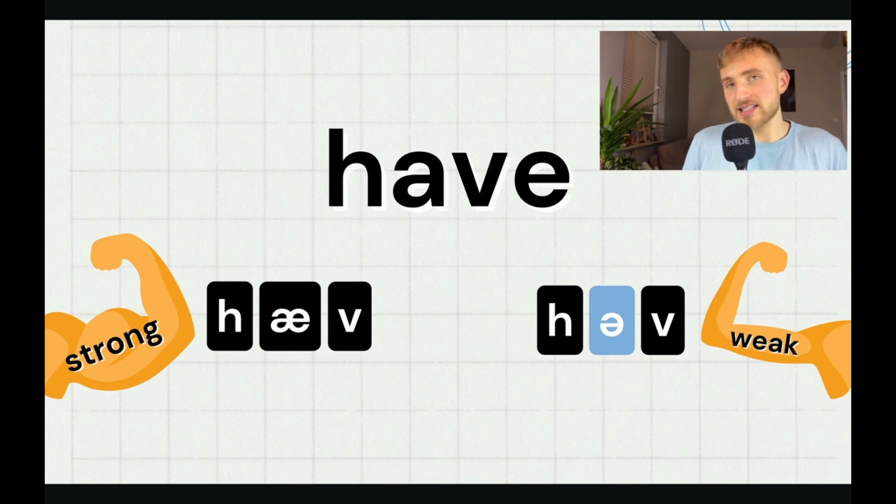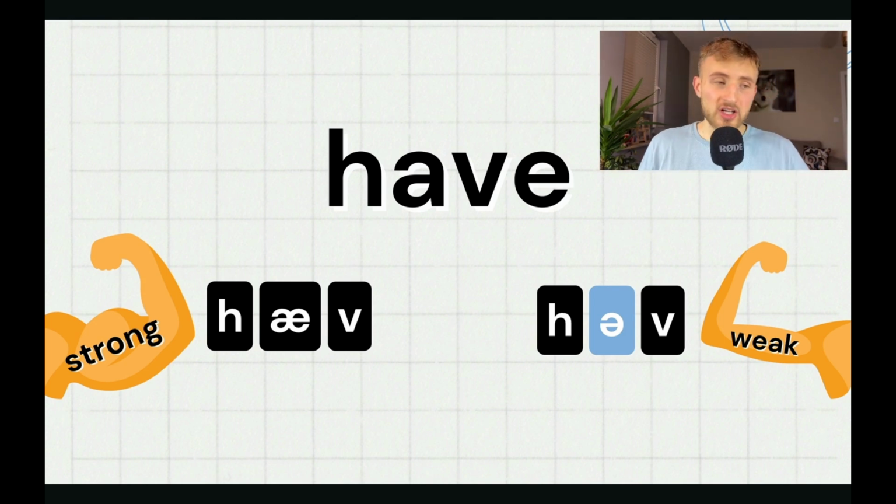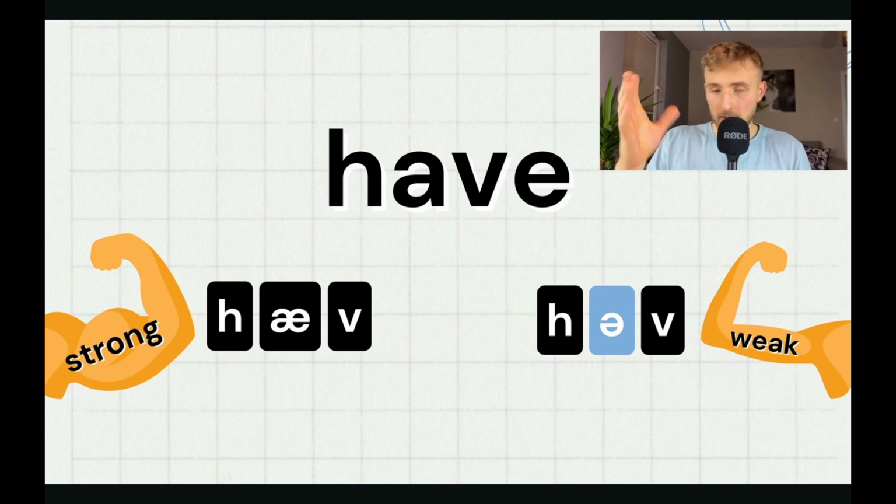"Have." Not as the verb, not like "I have a car" or "I have 2 brothers." "Have" as the auxiliary verb in present perfect. So we don't say "have," we say "həv." Not "have," but "həv." "Həv."